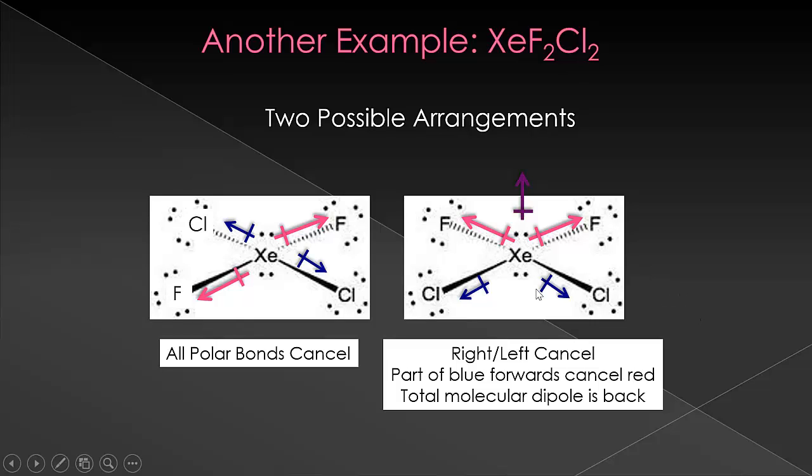Okay, so here your right and lefts are going to cancel. Your blue forwards will cancel with some of the pink, but not 100%. So the total dipole is going to be going backwards in between the 2 fluorines.